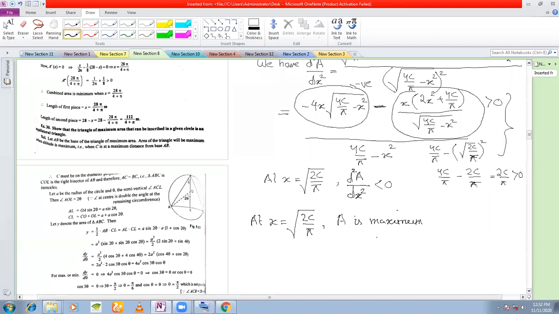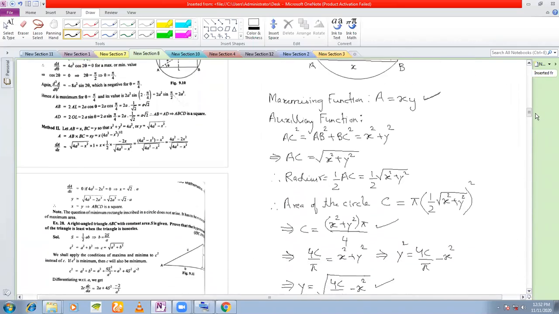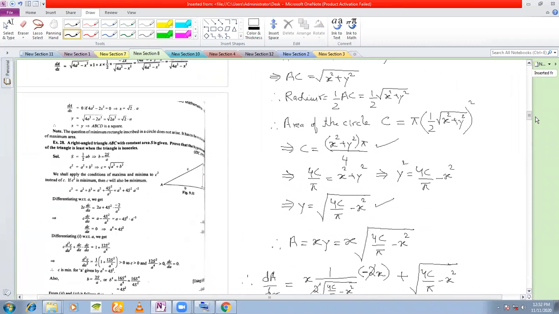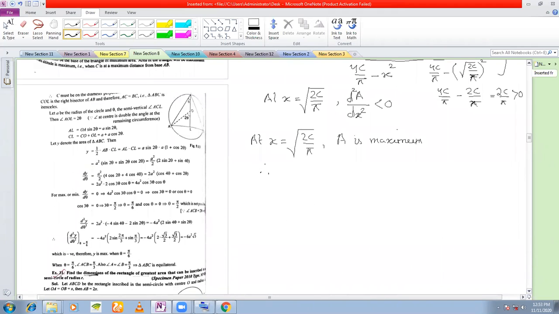So we have got the length when the area is maximum. How will I get the breadth when the area is maximum? From the auxiliary function here. See, we have got y is equal to root over of 4c by pi minus x square. Put it here. Therefore, y is equal to root over of 4c by pi minus x square. What is the value of x? Root 2c by pi, whole square.